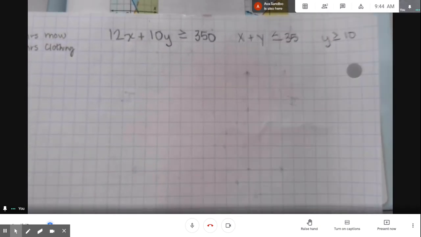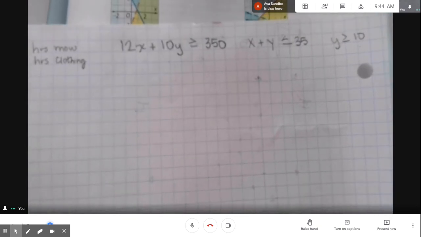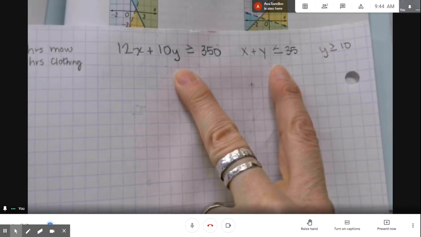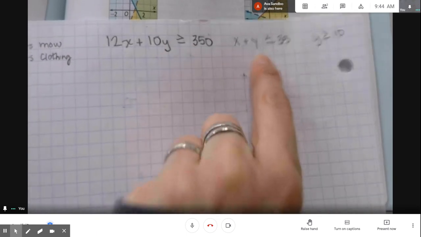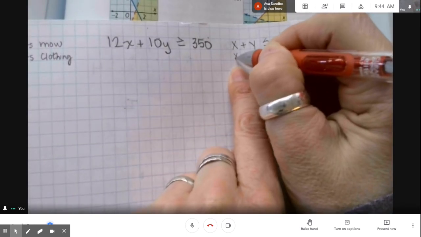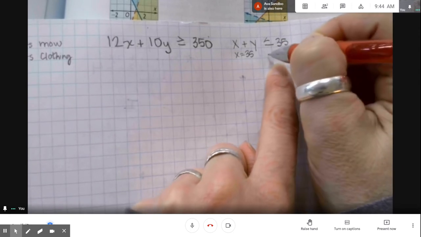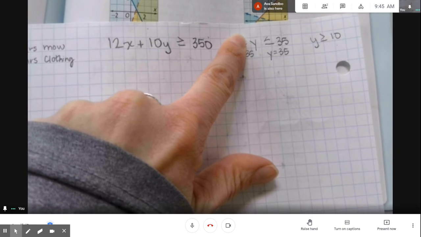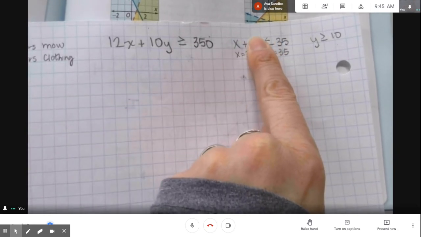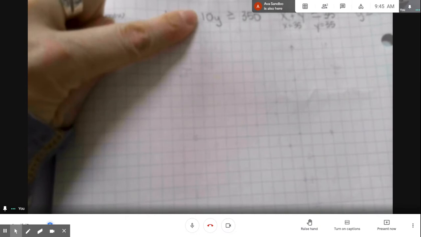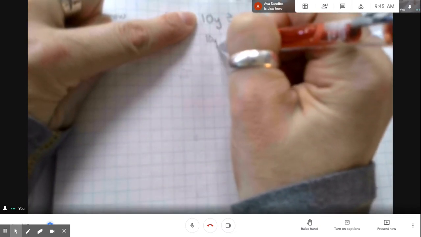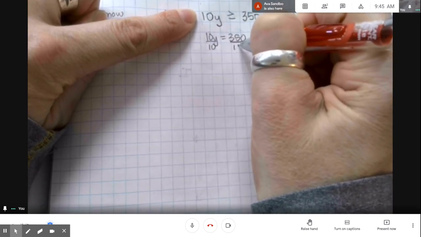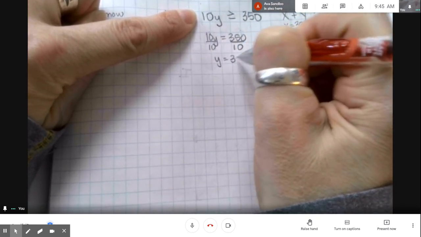How many lines are going to be on this graph? 3. One's going to be a horizontal line, and these two will have intercepts. This one is going to be really easy because it's going to have an x-intercept of 35 and a y-intercept of 35, right? This one right here, if you go 10y equals 350 and divide both sides by 10, you'd get y equals 35.